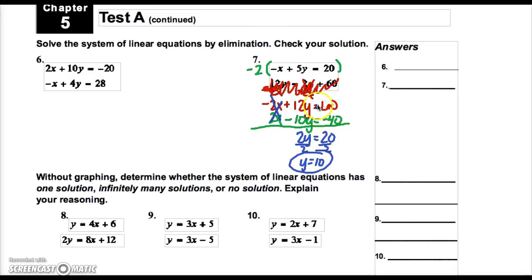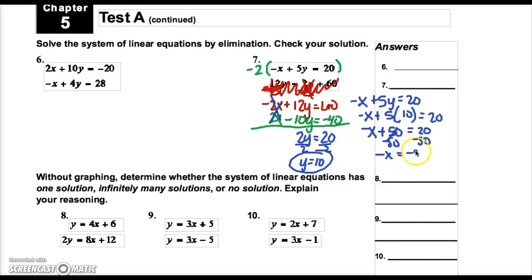Then I still need to find x. So since I marked this one out completely, I'm going to just plug it into the top. So we have negative x plus 5y equals 20. I'm going to put this 10 right where the y is, just like that. And then I just start to solve it. So negative x plus, well, 5 times 10 is 50, equals 20. Subtract 50 on both sides. So negative x equals negative 30.